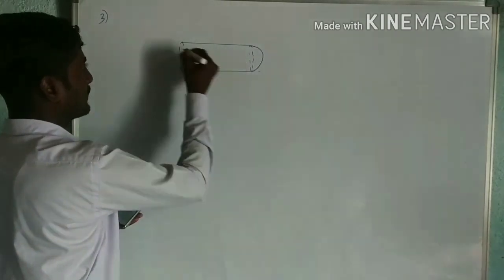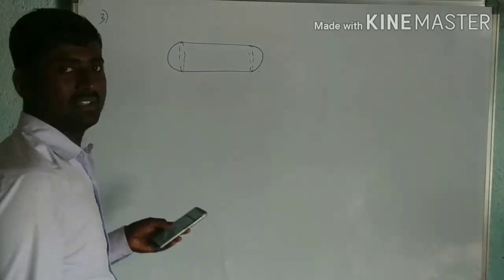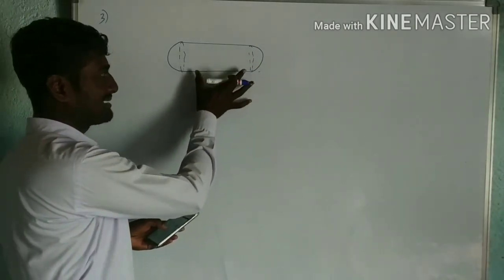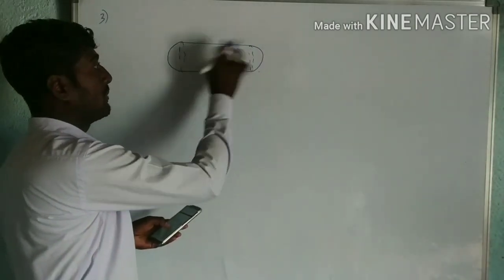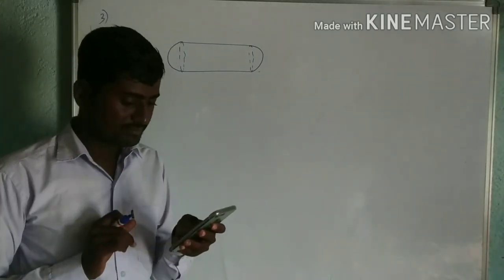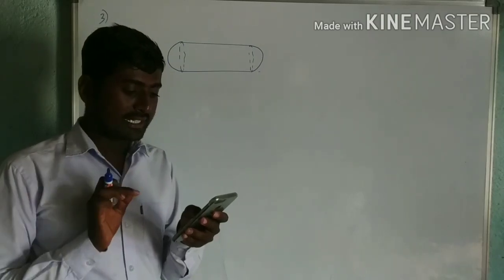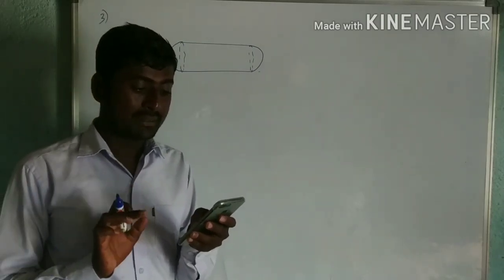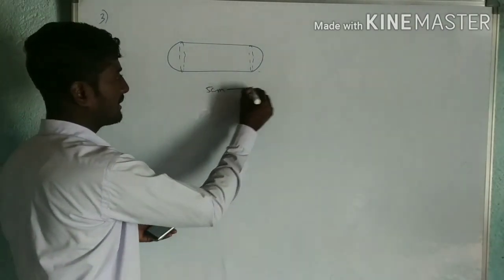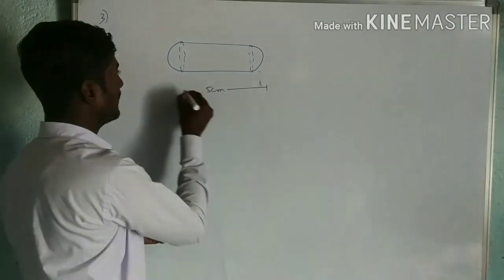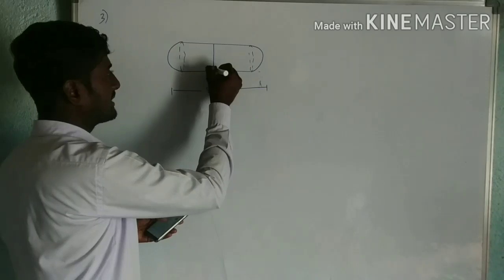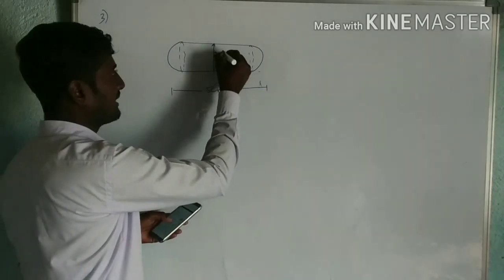Let us take this as two hemispheres. So this is the gulab jamun: a cylindrical shape with two hemispheres on both ends. The length is 5 centimeter, the length of this gulab jamun up to here. And the diameter of this gulab jamun is 2.8 centimeter.